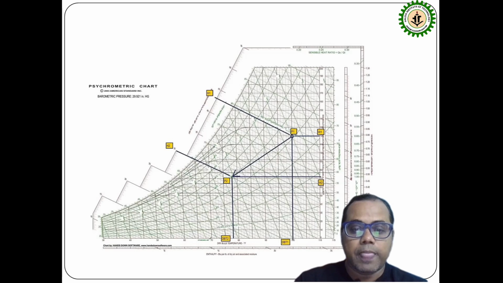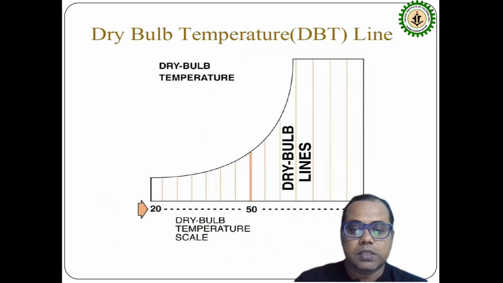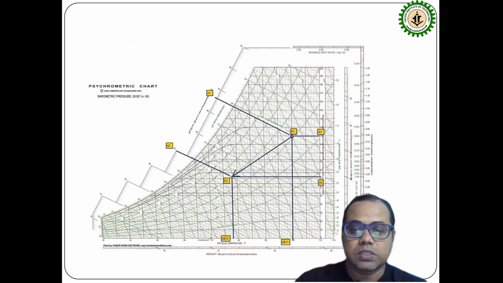Now coming to the next slide, that is the dry bulb temperature line. This is the dry bulb temperature x-axis and this is the y-axis, the humidity ratio. So what will the dry bulb temperature lines be? All these vertical lines are known as the dry bulb lines. In the previous slide, if you look at this, it will be very easy.